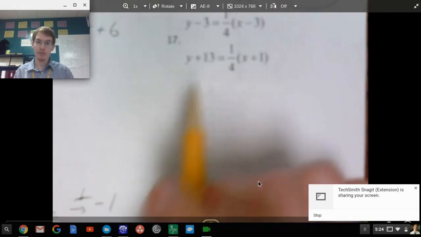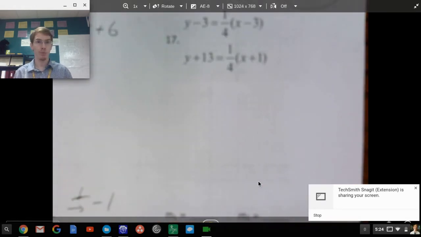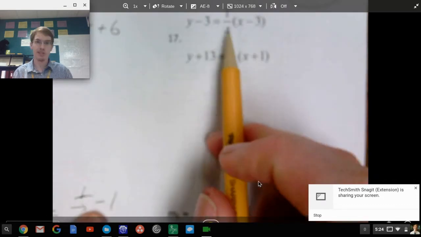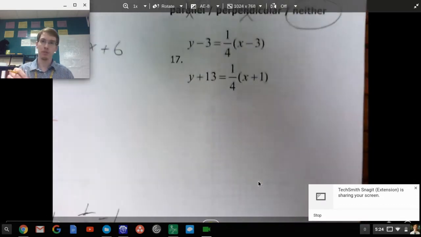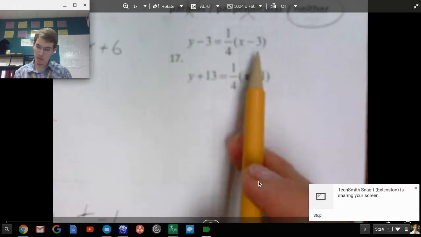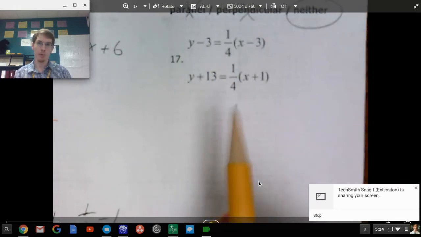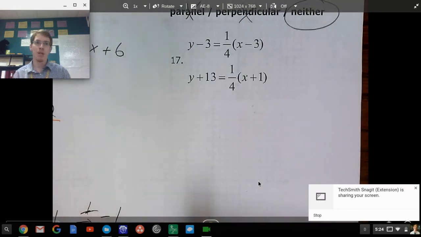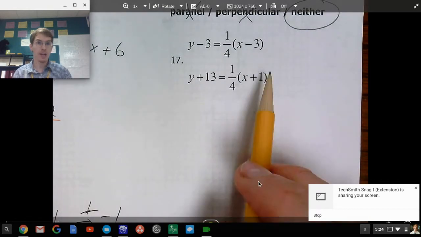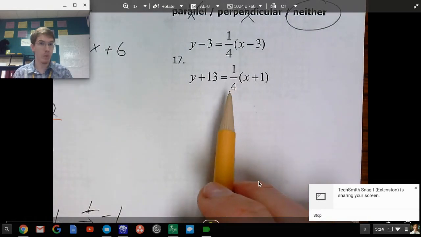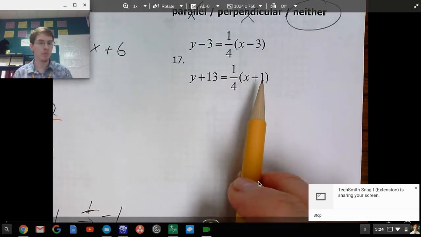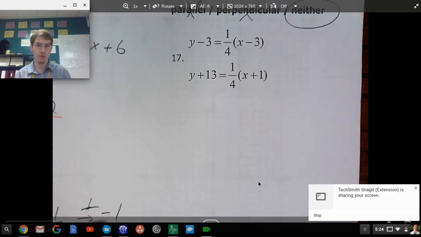These are actually both in point-slope form, which tells us two things. It tells us that the slope of this first one is 1/4, and that it goes through 3, 3. It's the point x1, y1 that it goes through. This second equation tells us that it has a slope of 1/4, and it goes through -1, -13. That's the point that it goes through.